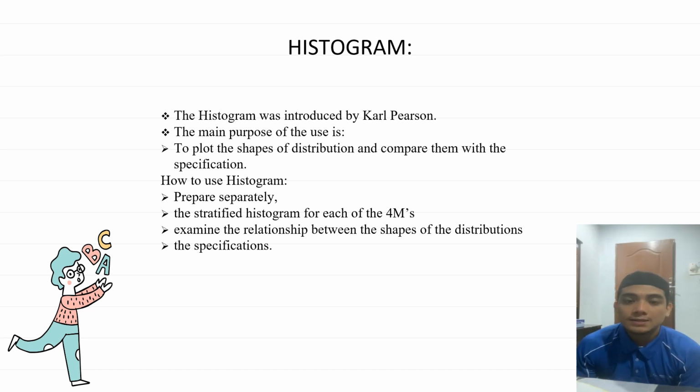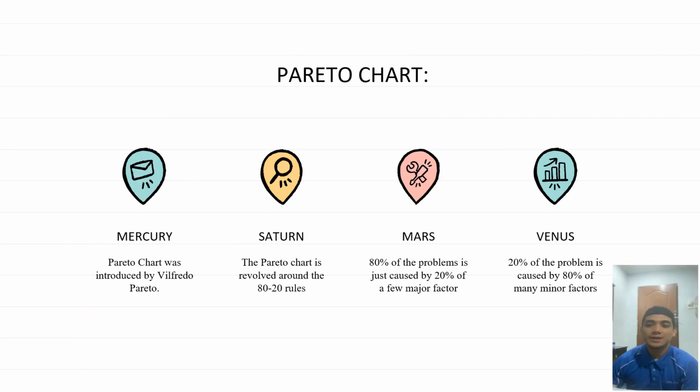Okay, next, histogram. The histogram was introduced by Karl Pearson. The main purpose of the use is to plot the shape of distribution and compare them with the specification. And how to use histogram? Prepare separately the stratified histogram for each of the 4Ms. Examine the relationship between the shape of the distributions and the specification.